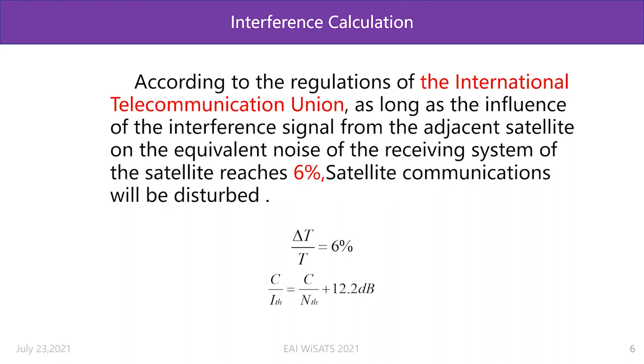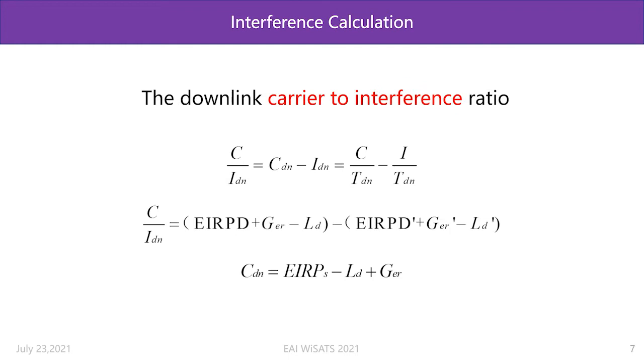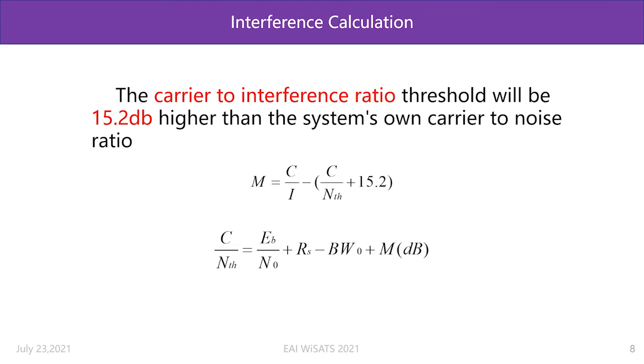The relative increment of equivalent noise temperature can be expressed as the first formula. So, the relationship between the SINR ratio of the final transmission and the CNR ratio transmitted by the intersatellite link itself is as the second one. And here are some used formulas about the downlink carrier to interference ratio. Considering the system margin, M can get the formula according to the threshold calculated. The carrier to interference ratio threshold will be 15.2 dB higher than the system's own carrier to noise ratio.